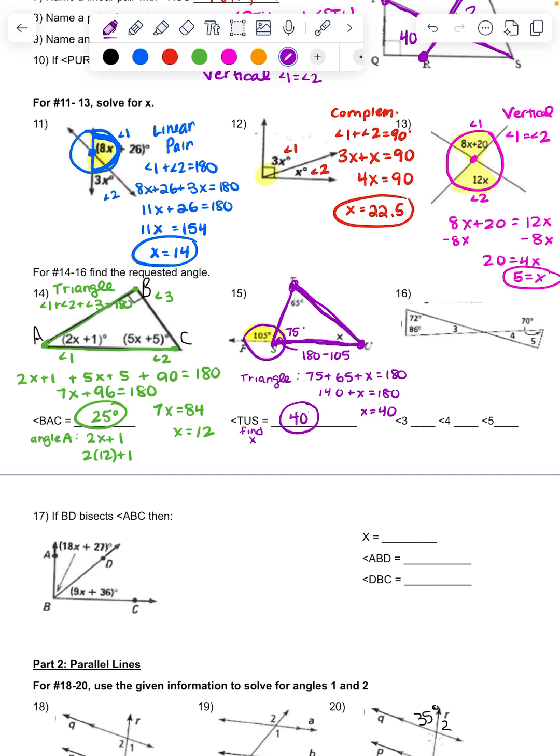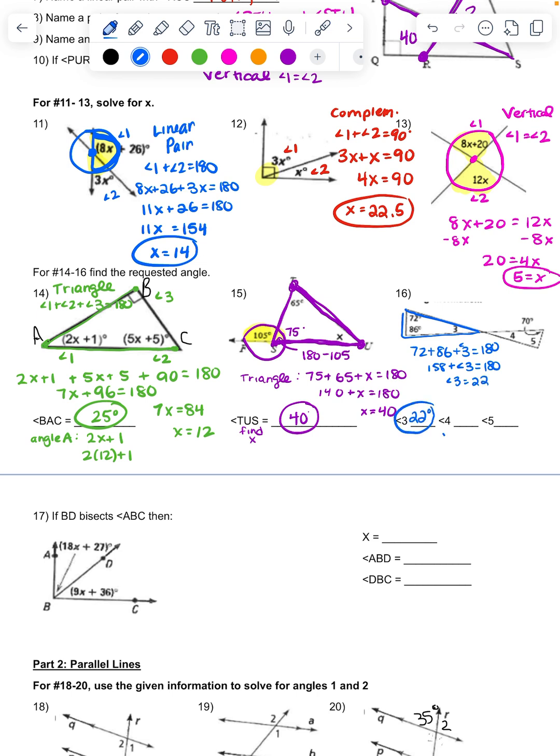All right, this picture looks like it could be complicated, but really it's just two triangles. So I've got a triangle over here, and I know that the three angles inside of a triangle have to add up to 180. So I'm going to combine my like terms, 72 and 86. So I've got 158 plus angle 3 has to equal 180. So angle 3 must be 22.